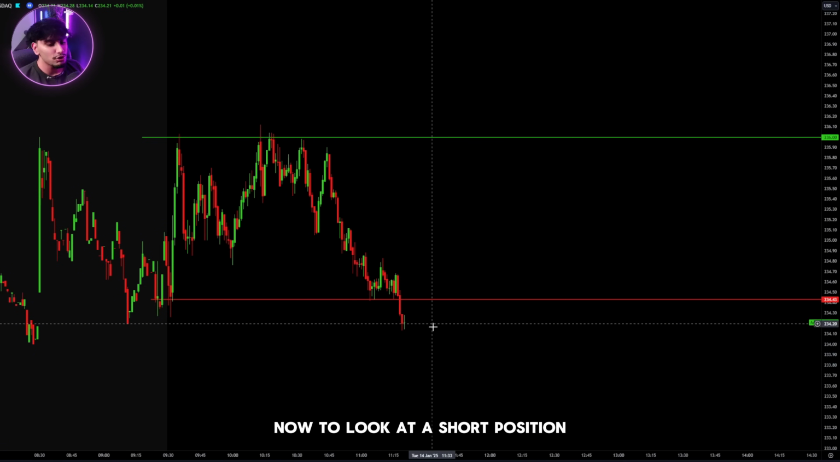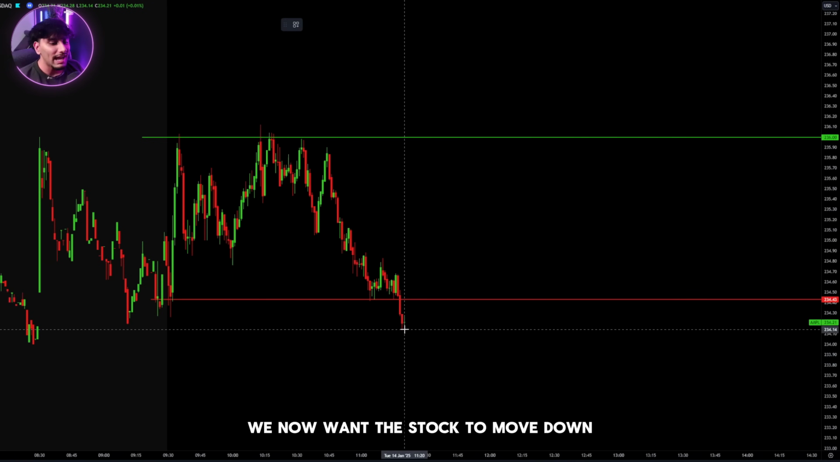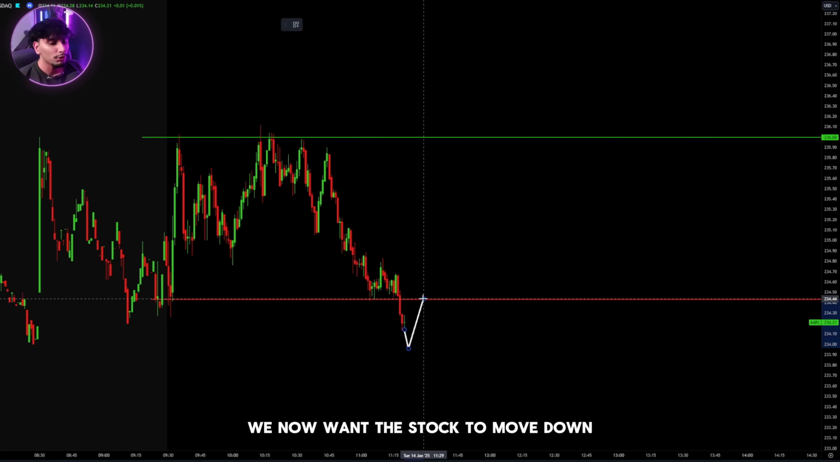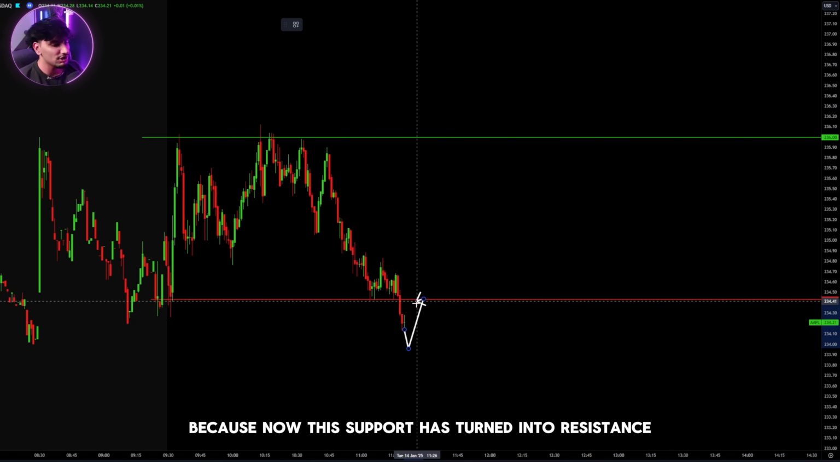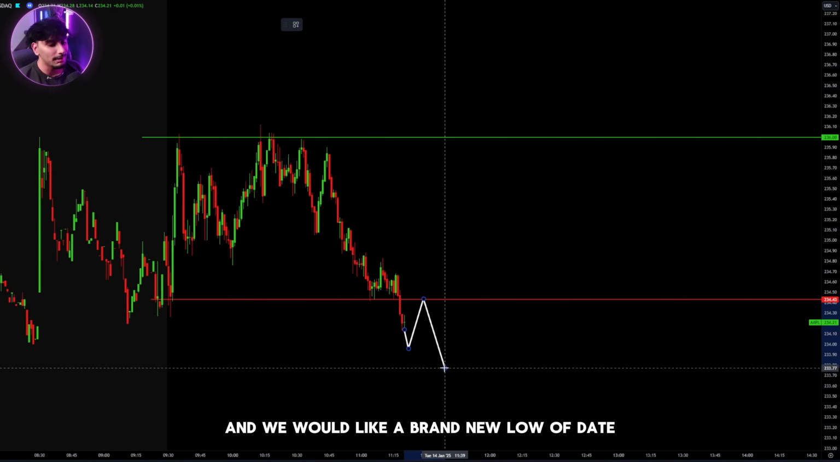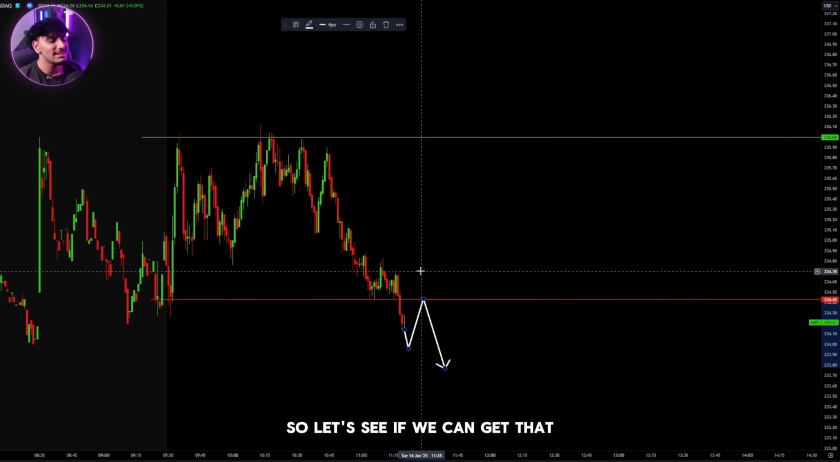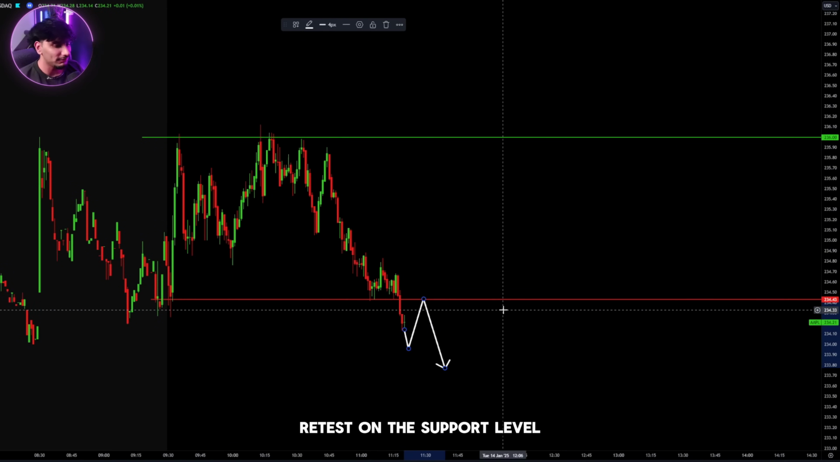Now, to look at a short position, just like I talked about, we now want the stock to move down, retest into this previous area of support, because now this support has turned into resistance and we would like a brand new low of day. So let's see if we can get that retest on this support level.